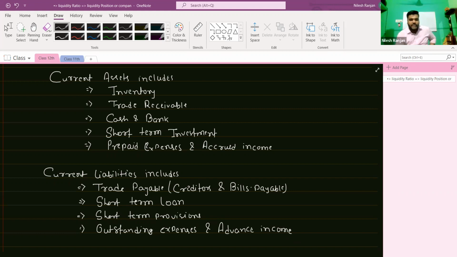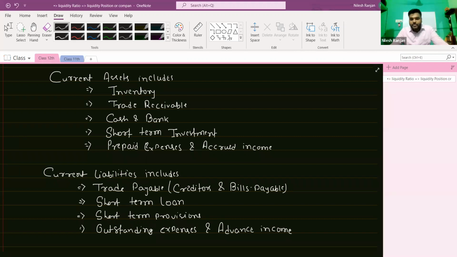After that, you can see current liabilities include trade payables. Trade payables means creditors and bills payable. Short-term loans. There are some loans which are for 2 or 3 months or 5 months or 6 months. So these are called short-term loans. It also includes cash credit, bank overdraft. So these are short-term loans. Short-term provisions. There are some provisions which is required for short time. So these provisions like income tax provision are short-term provision.